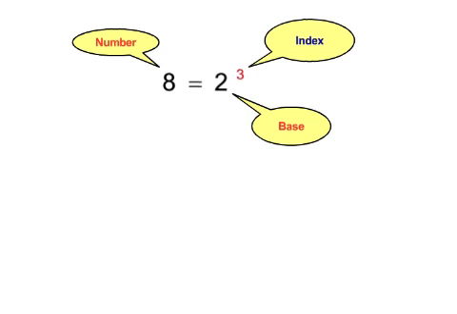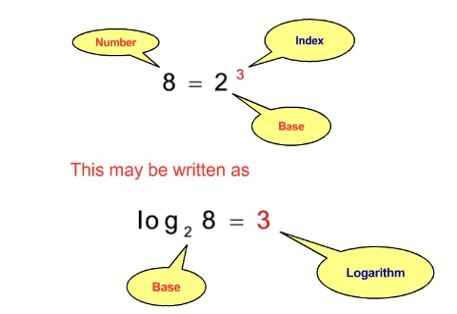So here it is again, 8 equals 2 to the power of 3. Now this can be written as log of 8 to the base 2 equals 3. Notice the 3 in red, the index 3 and the logarithm 3. Also note the base of 2, both 2 to the 3 and log of 8 to the base 2.